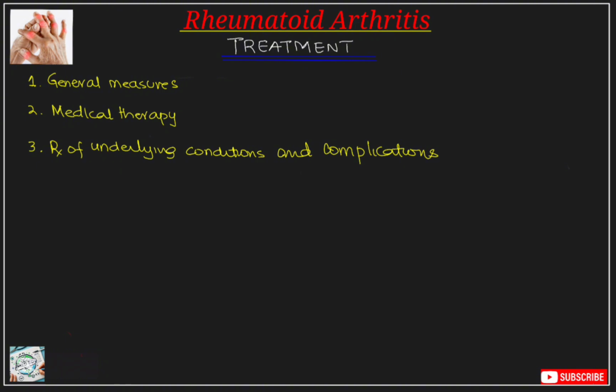Coming to the general measures in the treatment of rheumatoid arthritis: as rheumatoid arthritis is a chronic, lifelong condition that cannot be cured, but it can well be controlled with the right treatment approach. A key part of the management is patient education and a multidisciplinary approach to improve the quality of life.